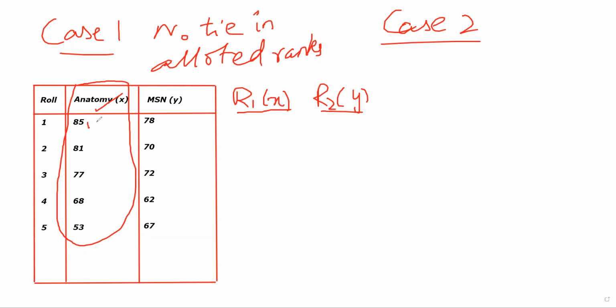85. So I will put this as 1, okay. Next highest is 81. I will put this as 2. Next highest is 77. Put this as 3. This is a very simple example.